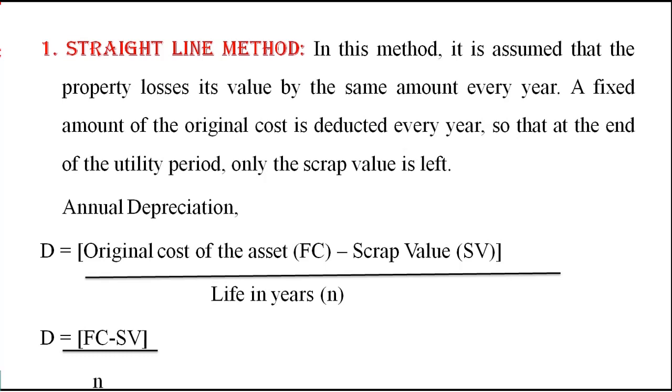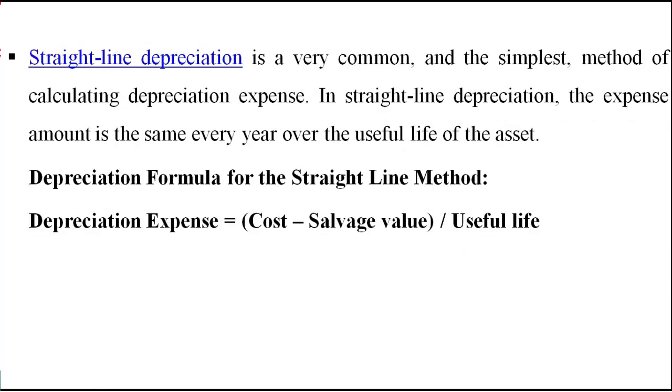Now this method is generally used for determining the cost of depreciation for tax purposes as well as for preparing the profit and loss financial statement. This is the straight line method. As I said, this straight line method is the very common and simplest method of calculating the depreciation expense. In straight line depreciation, the expense amount is the same every year over the useful life of the asset, and the depreciation formula for the straight line is given as: depreciation expense is equal to cost, that is first cost FC minus SV, first cost minus salvage value, divided by useful life.